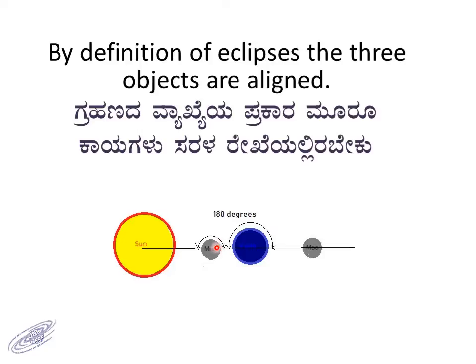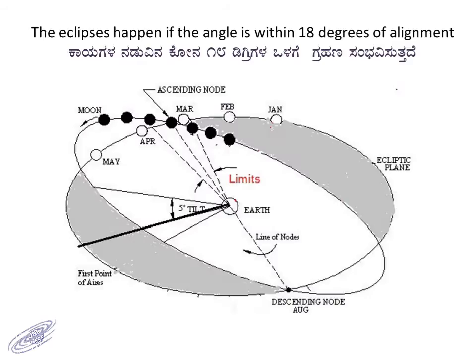For example, when this angle is 180 degrees, we have the solar eclipse, and when this angle is 180 degrees, we have the lunar eclipse. In other words, it means that they have to be exactly in a straight line, which may not be true because of their finite angular sizes. Let us understand how the eclipses happen.